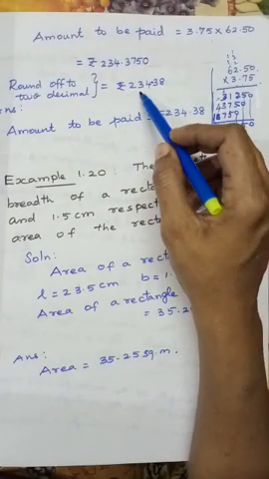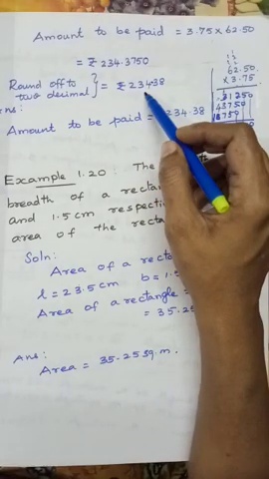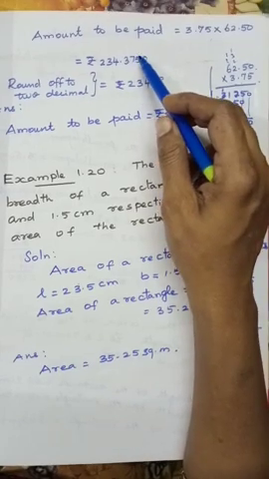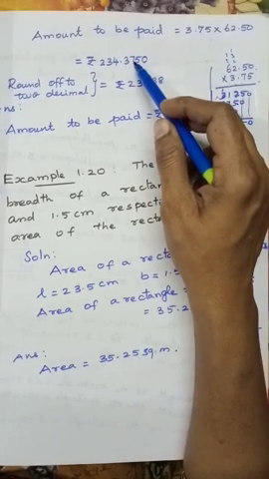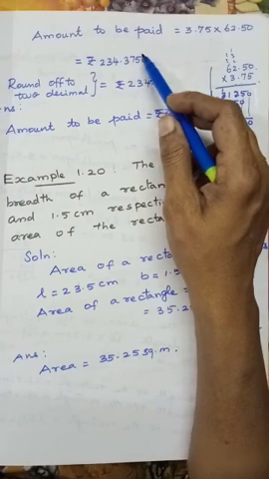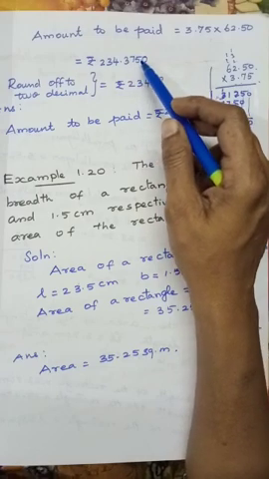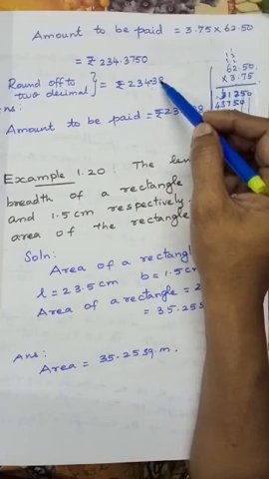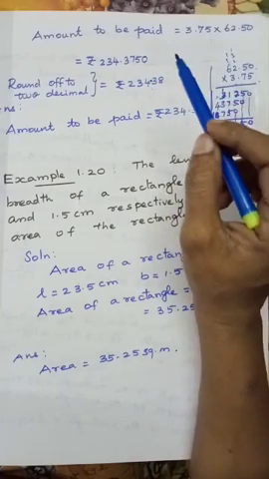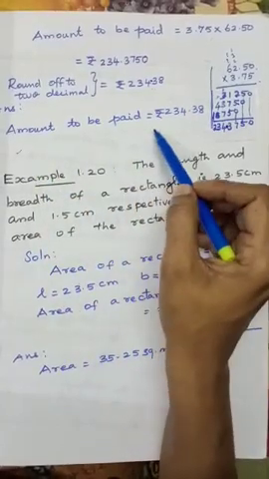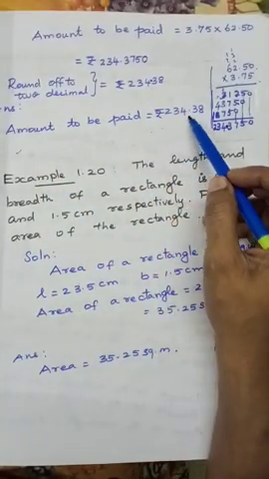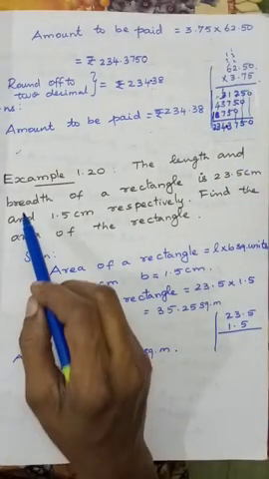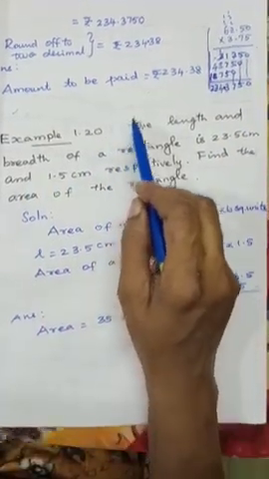So rupees 234.38. Here see the third digit. You have to keep up to 2 decimal places, which means you have to see the third digit. The third digit is equal to 5. So you have to take 1 from here and add it with this 7. It is 38. So the amount to be paid is rupees 234.38 paise.